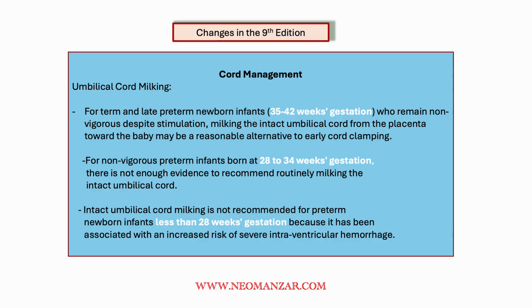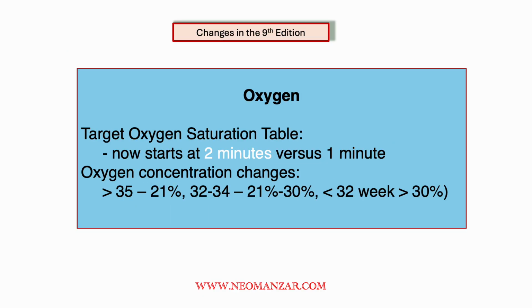And again, like I said, if the baby is non-vigorous, there is not enough evidence to recommend that milking is going to help. And the third category is premature babies, extremely premature babies, those who are less than 28 weeks. We should not do the milking. So again, easy to remember, milking is not recommended for extremely low birth weight, extremely premature babies. Between 28 and 34 again there is not much evidence. So basically, if the baby is 35 weeks, late preterm, or post-term, you can do the milking even in a non-vigorous baby.